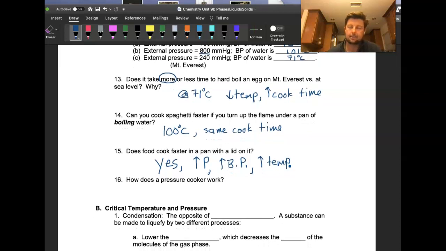A pressure cooker just takes that and exaggerates it. So if I seal the lid over something, I will get a much, much higher pressure, which means I'll get a much higher boiling point, and I'll have a lot hotter water and steam to cook my stuff. So I'll have a higher temperature cooking environment.